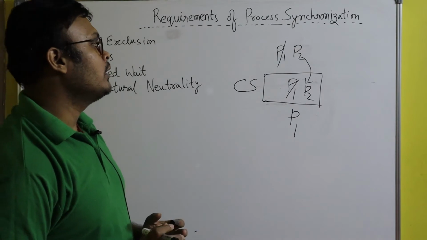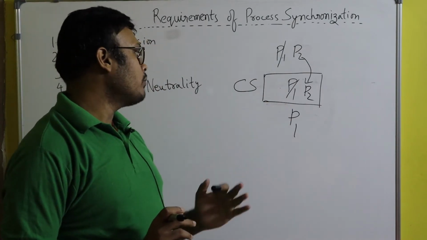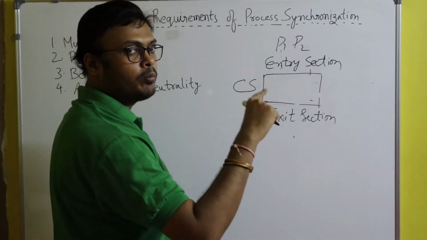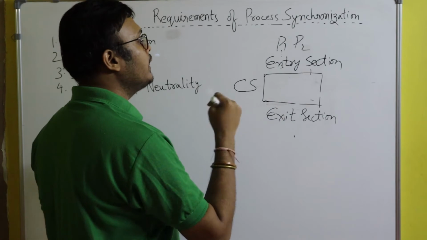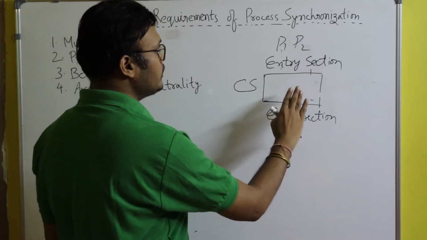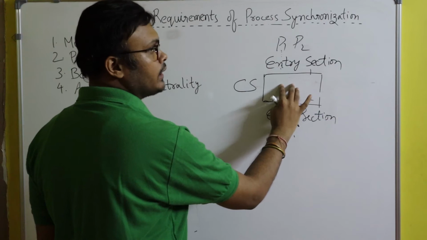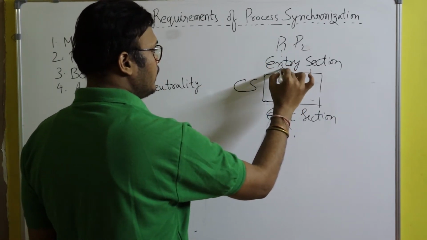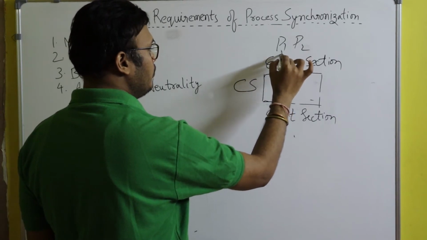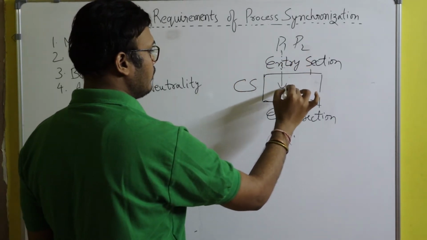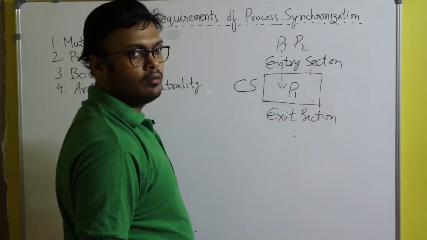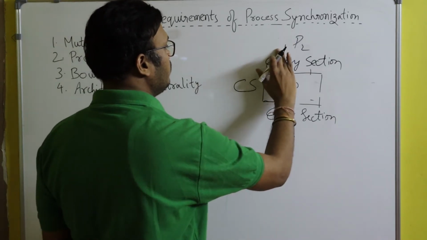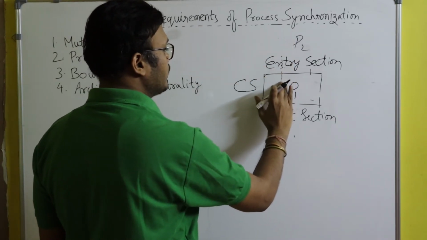So how are things happening? If the critical section is empty, then the process can enter inside the critical section. For example, you see that here the critical section is empty. Now this entry section will allow P1 to enter in it. Now you see P1 is inside the critical section.